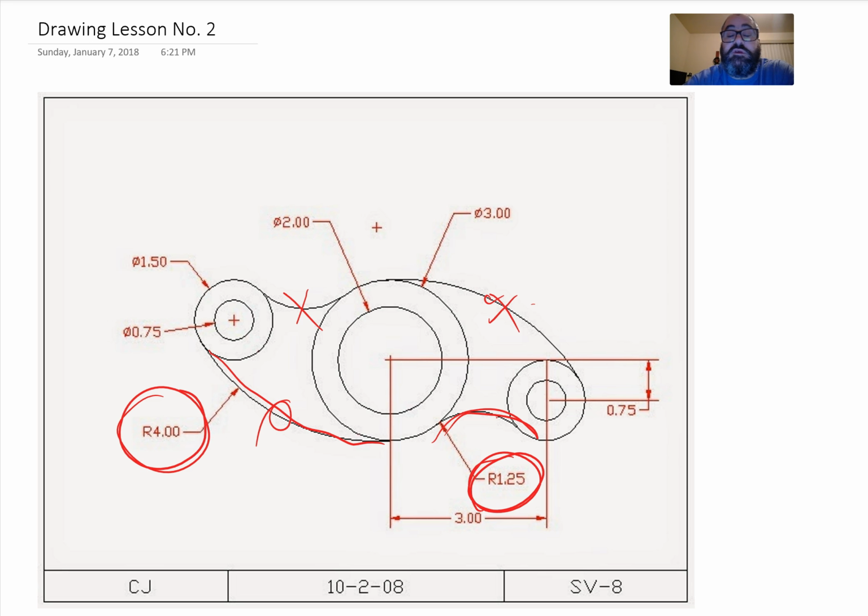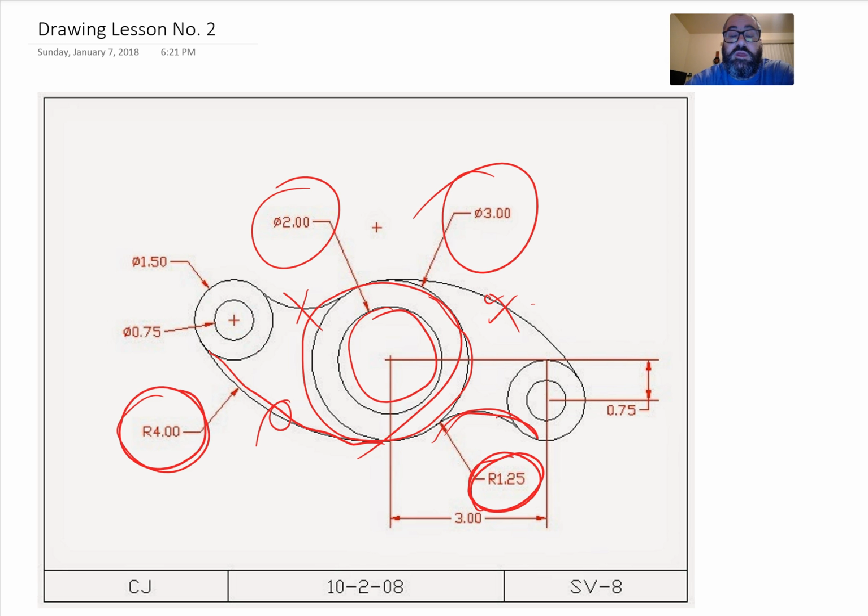Of course, I can already start seeing some solutions to actually drawing this. At the center, there is a circle that is 2 units in diameter. That is the inner circle. Then the outer part of that circle is 3 units in diameter. Over here to the left, the very end is a radius that is 1.50 in diameter, along with a circle inside of that radius that is 0.75 in diameter. This circle is the same as this circle over here, so those will be duplicated.